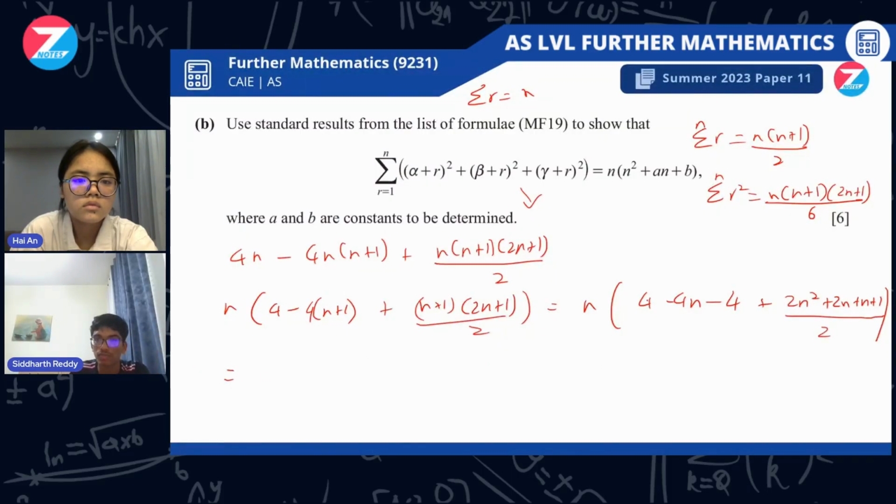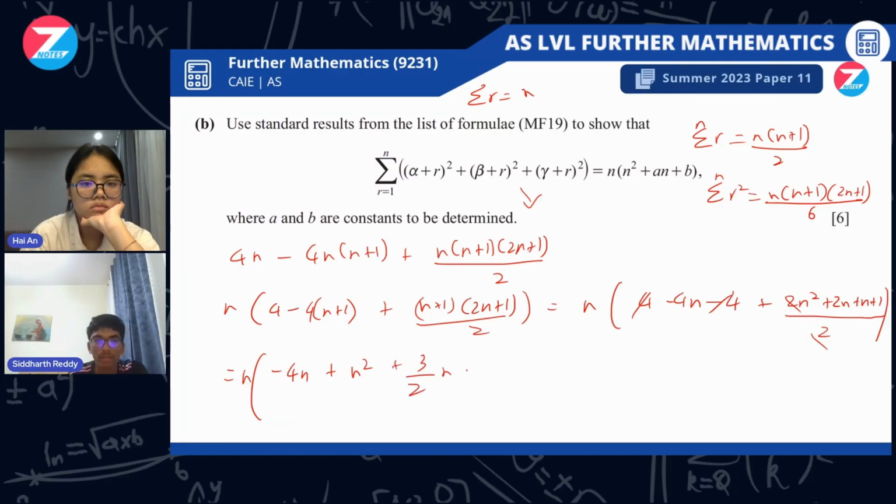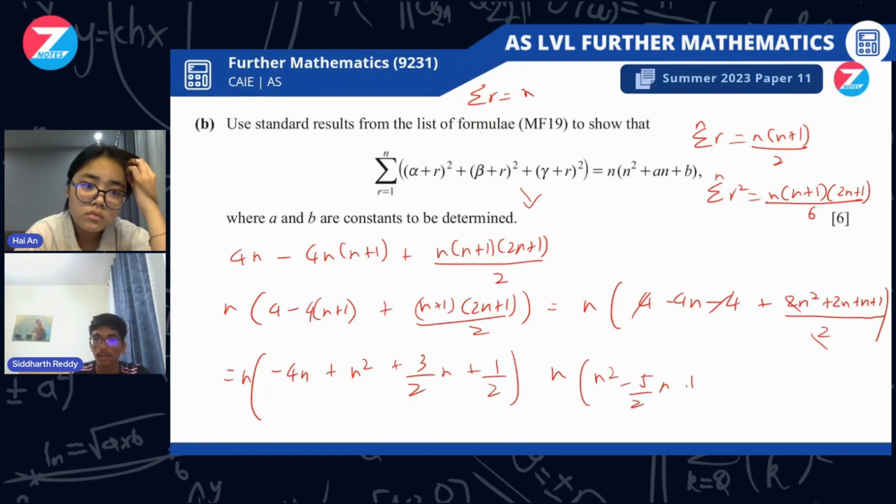So this becomes 4, and this minus 4 cancel, and we have n into minus 4n plus this cancels, so we have n square plus 3 by 2n plus 1 by 2. Okay, so 3 by 2 minus 4 we can write as minus 5 by 2. So we have n into n square minus 5 by 2n plus 1 by 2.